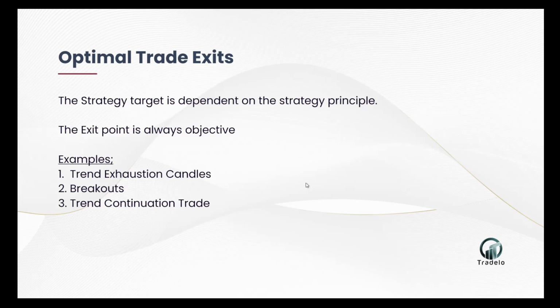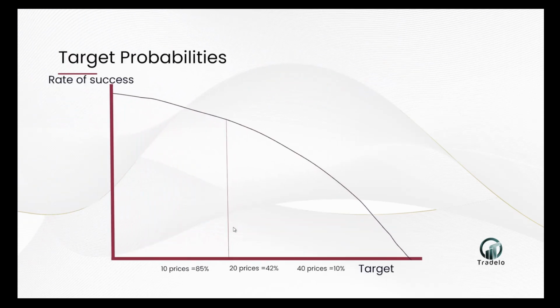I'm going to show you 3 strategies that I execute day in, day out across all markets. Okay, the first one's called Trend Exhaustion Candles, the second one Breakouts, and the third one Trend Continuation Trade. Okay, so 3 different strategies, and I'm going to show you exactly the target for each one. The precise target based off of objective information. Okay, that's the key. Every single trade strategy has got a specific target based off of the principles of that strategy. Now, before I get to that, I need you to understand something very crucial.